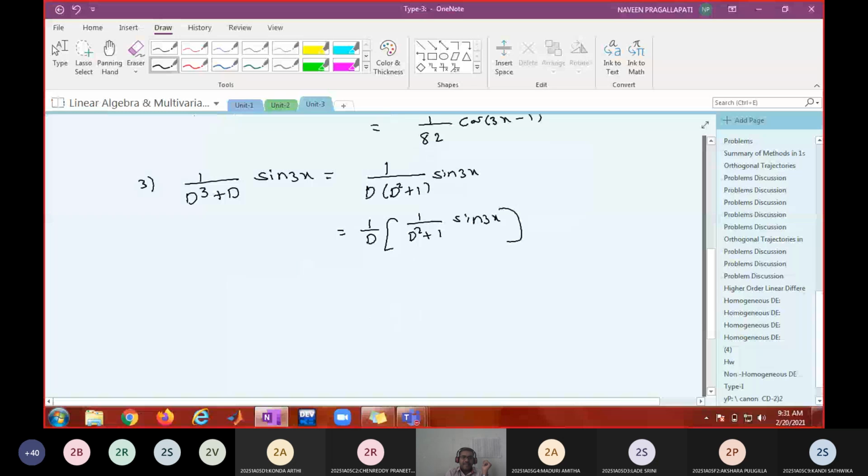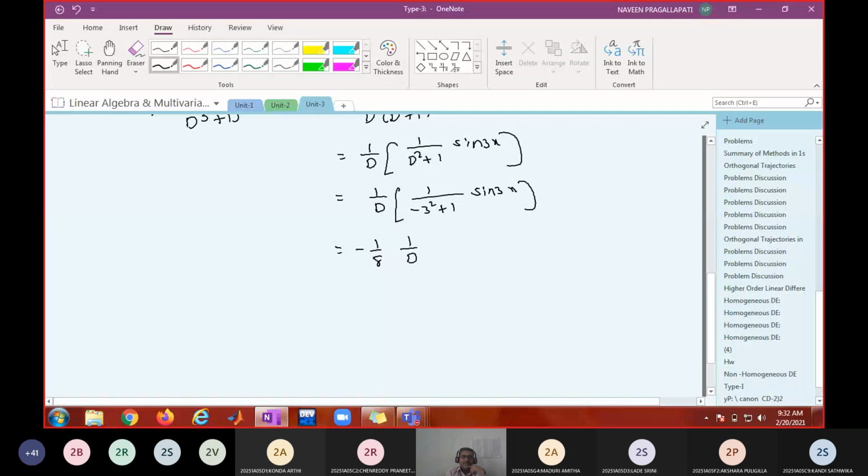Now can I apply type 3 formula? Now it is a function of d square. So whenever d square is there, replace d square with minus 3 square. So minus 3 square plus 1 sine 3x. So the constant can be taken out. What is this? Minus 9. Minus 9 plus 1 is minus 8. So this is minus 1 by 8, 1 by d of sine 3x.